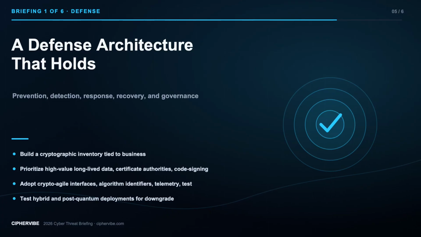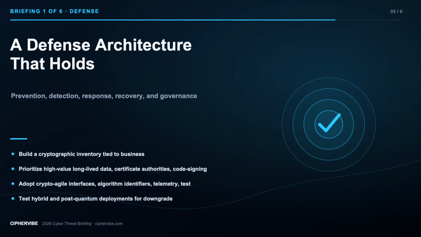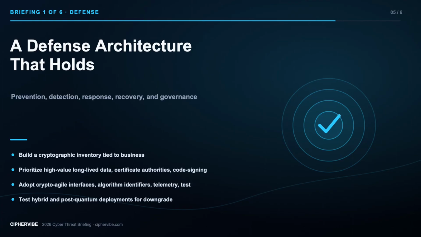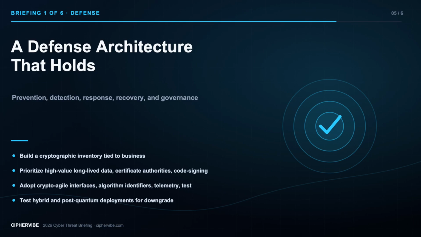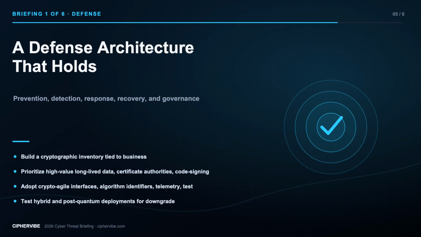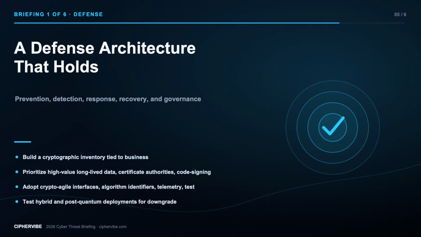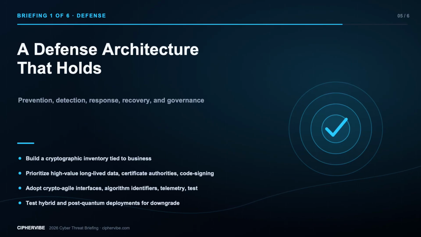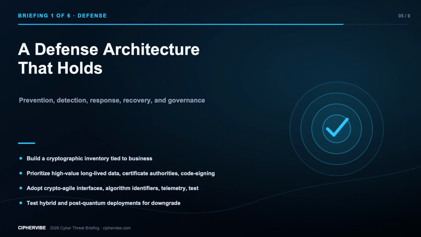Fourth, test hybrid and post-quantum deployments for downgrade resistance, interoperability, resource consumption, failure recovery, and audit evidence. Fifth, keep zero trust fundamentals: strong identity, least privilege, device posture, segmentation, explicit policy, continuous evaluation, and verified telemetry.